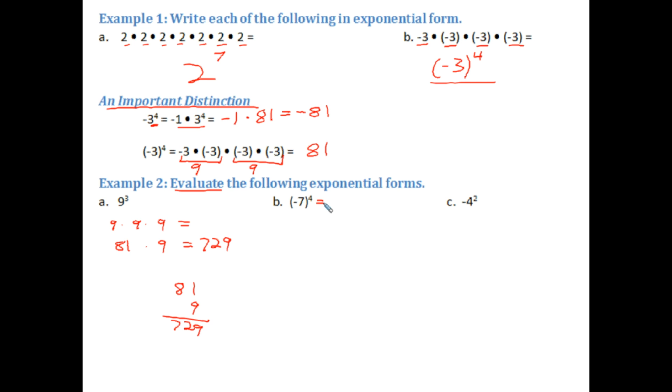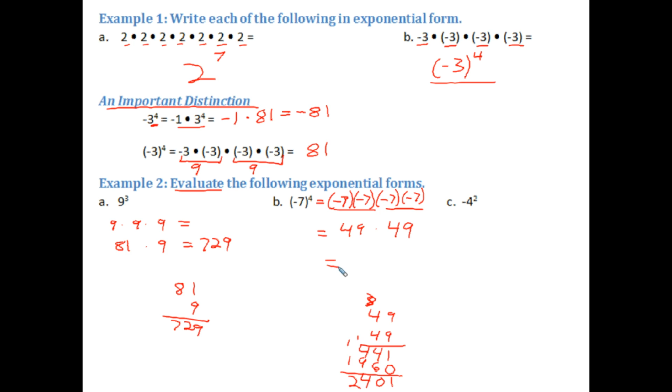The next one, we have this negative 7 in parentheses. So that's negative 7 times negative 7 times negative 7 times negative 7. We have 4 negatives, so that means we're going to have a positive answer. And we can work our way through. 7 times 7 is 49. This 7 times 7 is 49. And so 49 times 49 is 2,401.